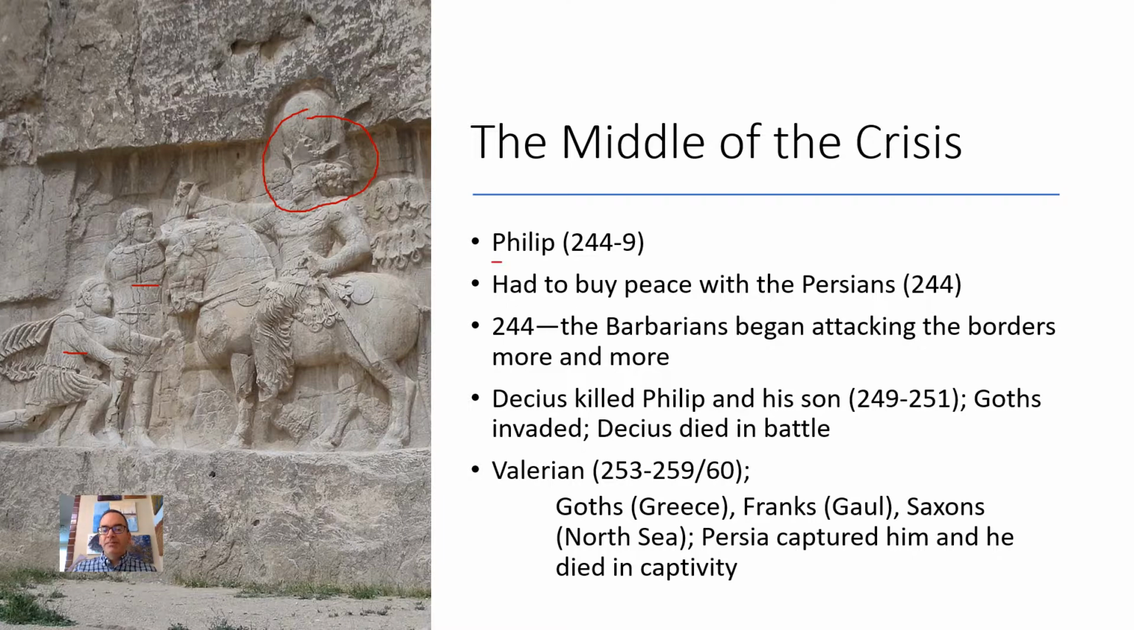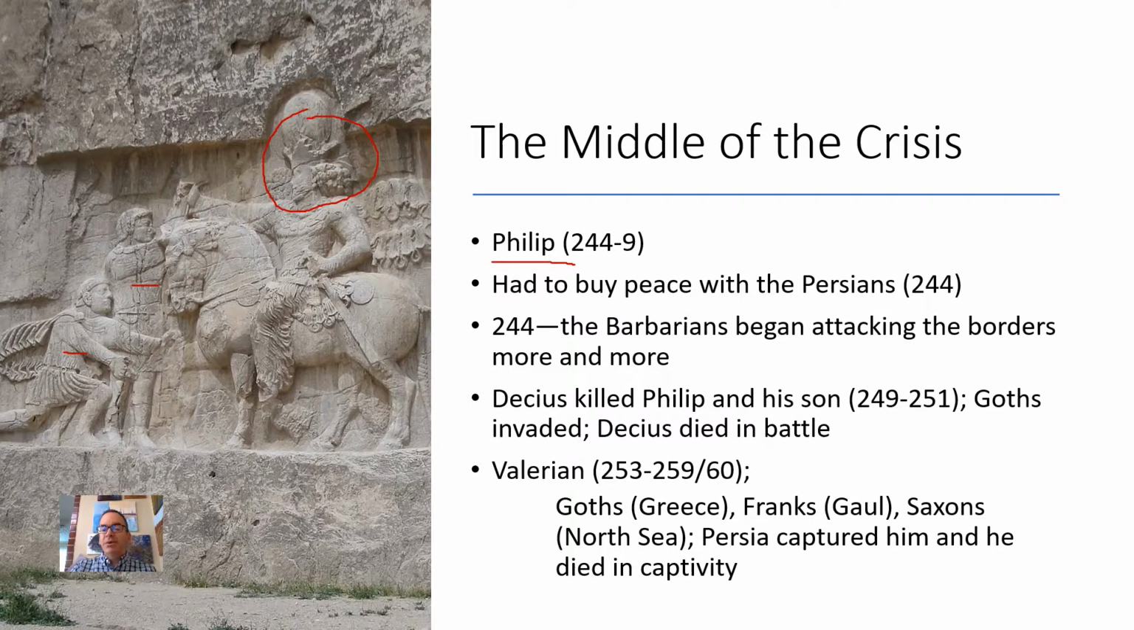One emperor in this particular rock relief is Philip, and he ruled from 244 to 249. Not very long, and this is the case for a lot of the emperors in the 200s. Philip became emperor when a big part of the Roman military was in Persia and lost a battle to King Shapur.